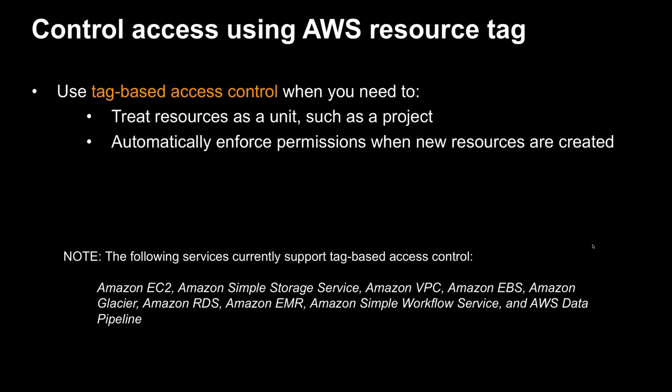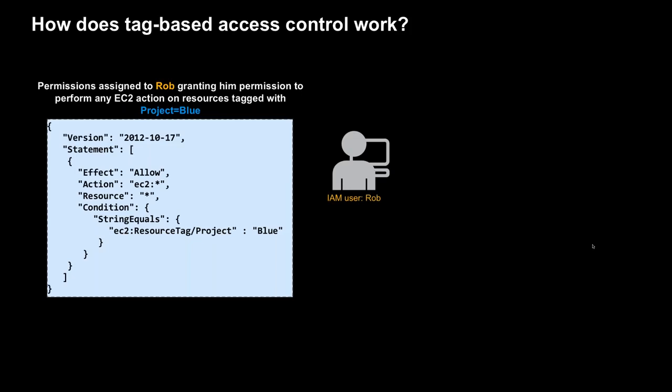So there's a certain number of services that support tag-based access control. I went and updated this morning, so this is the very latest. But what we find very common is storage services, compute services, and database services are the key places people are looking to do this. So how does it work?